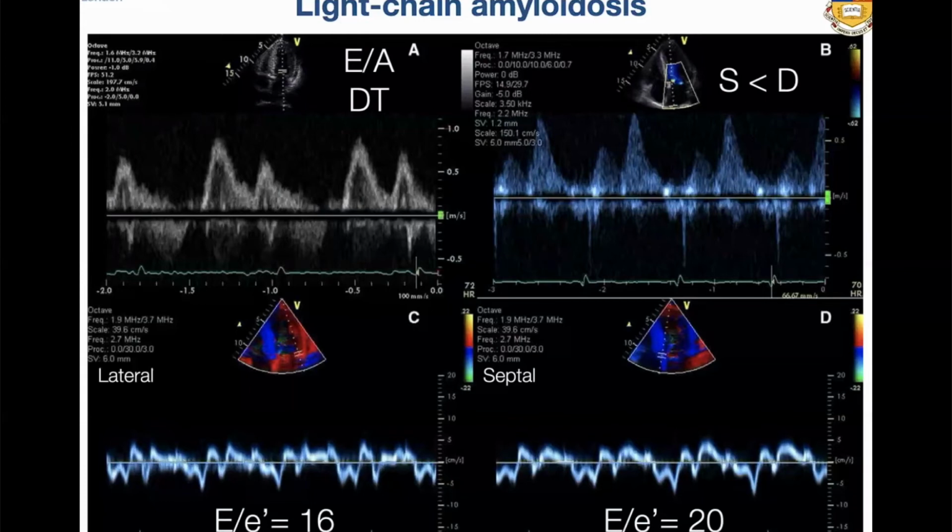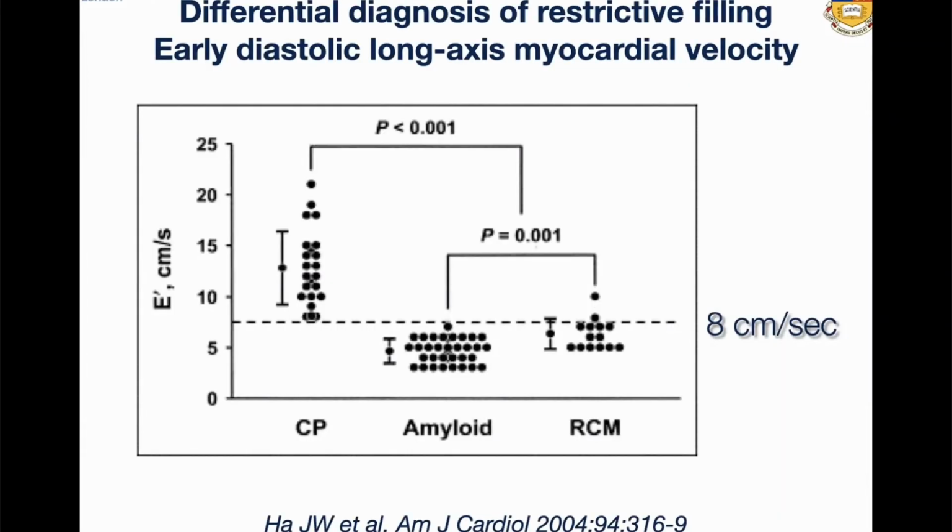One thing is interesting and useful, however, is to differentiate the diagnosis of restrictive filling in early diastolic long axis myocardial velocity between constrictive pericarditis.